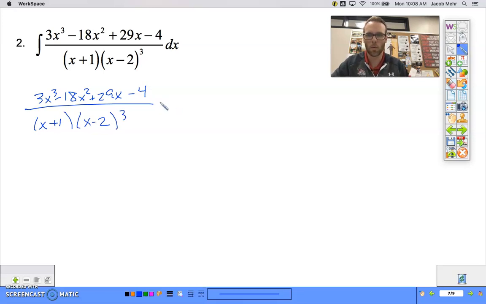And let's set this equal to, okay, how many fractions are we going to have? Well, we have to have an x plus 1 in the denominator for our first. That's a linear term. It gets a constant numerator. Plus, now we have a linear term again of x minus 2. Okay, it gets a constant term.